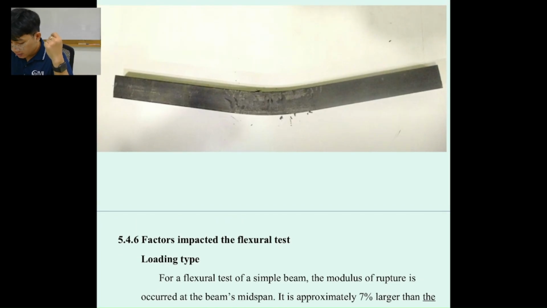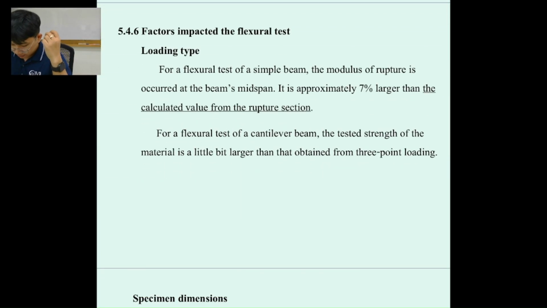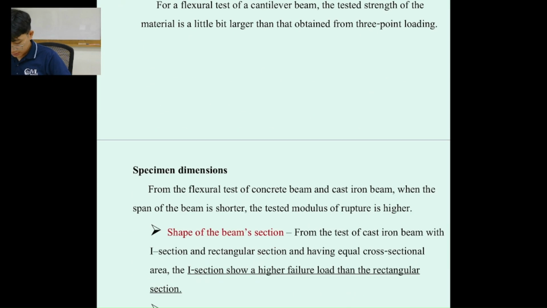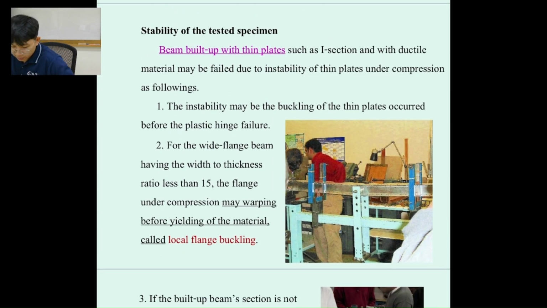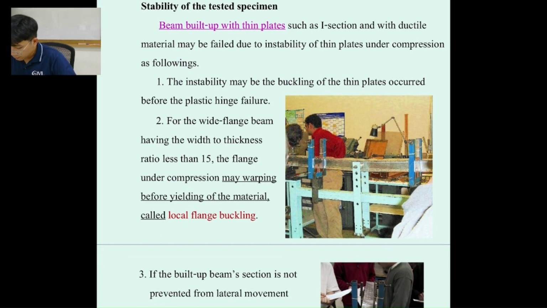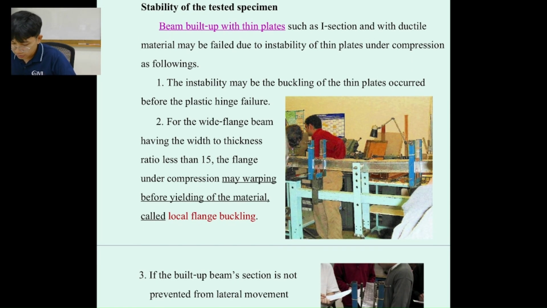Right, so this is the sample, the iron, and there are some factors that affect this, so you can just read it later. Okay, and then we have specimen dimension, so it can be the shape of the beam section, the size of the beam section over here. And this image is from Achansi Desai Labs in the USA, I think.